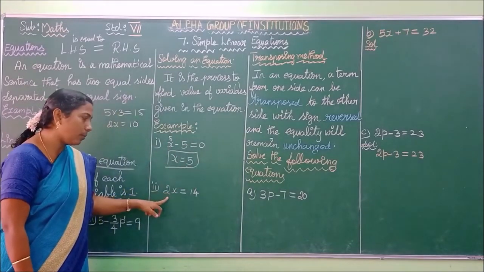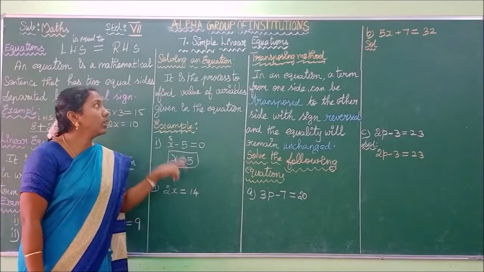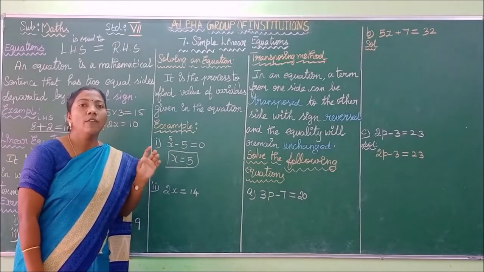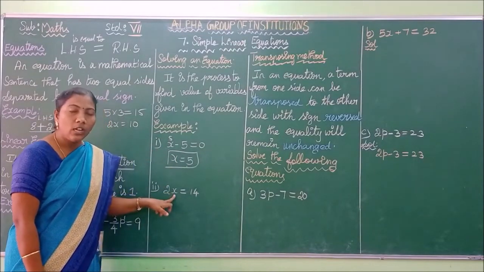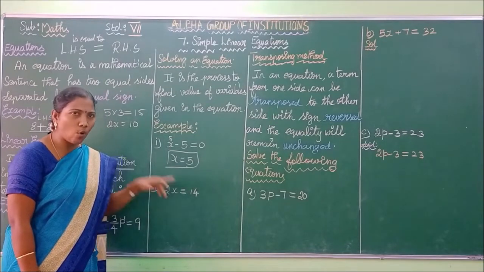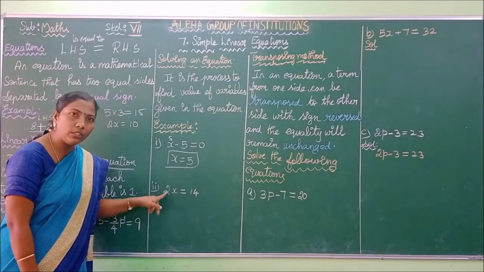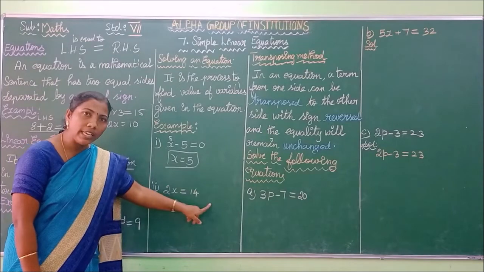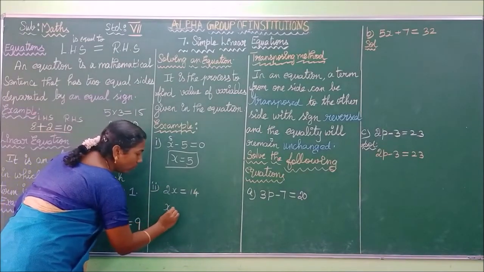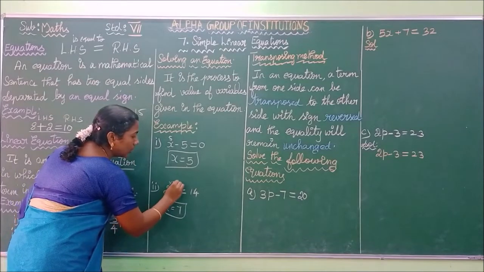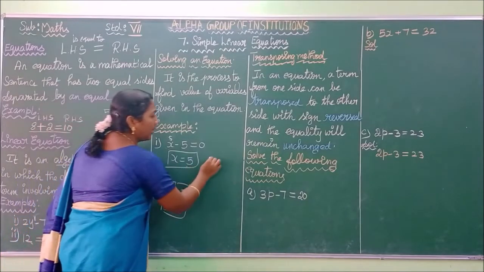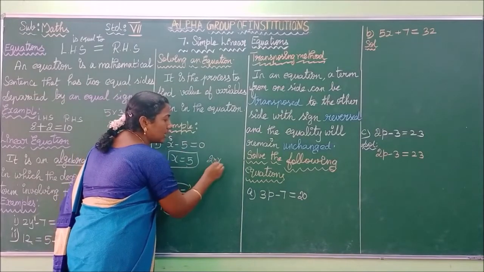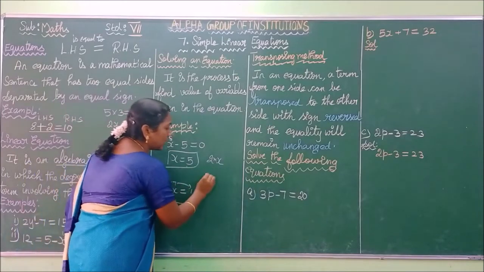Similarly, see the next example. 2x equal to 14. What is our aim? We have to solve the equation. Solving the equation means finding the value of the variable. Which is the variable here? x. Now we are going to find the value of x. My question is, what should be multiplied with 2 to get 14? Yes, x equal to 7, because 2 into 7, its answer is 14. When we write 2x, we have to understand the operation between 2 and x is multiplication.